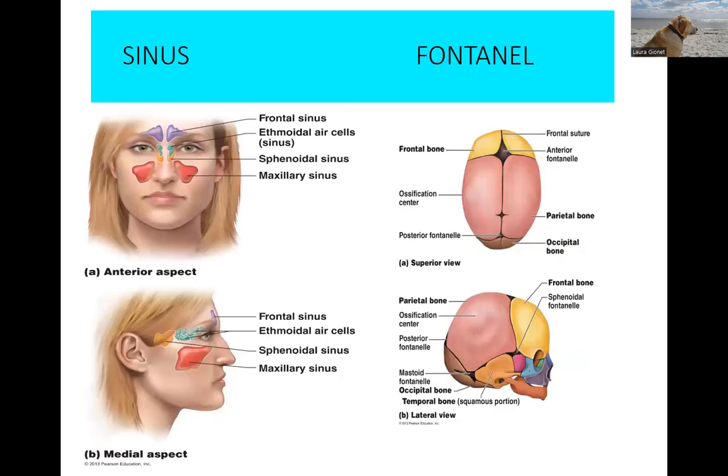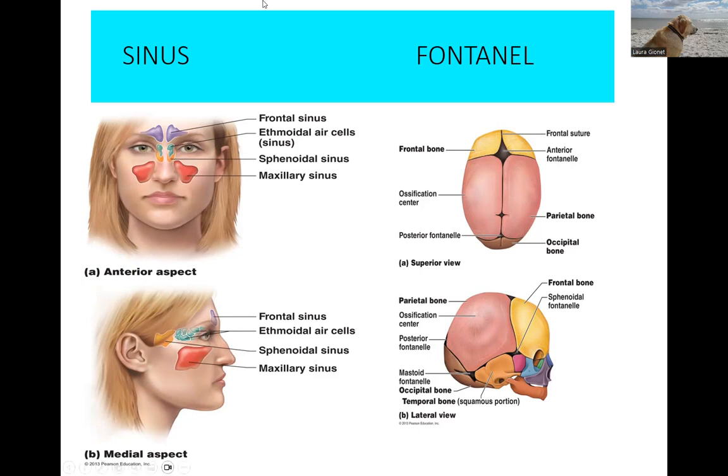Over to the left-hand side, we can see where some of the major sinuses are located. They are named for the bones in which they're found. On the frontal bone, we have frontal sinuses. Maxillary bone, maxillary sinus. Sphenoidal bone, which is hard to say, sphenoidal sinus, and the ethmoid sinus are all respectively found in those bones.